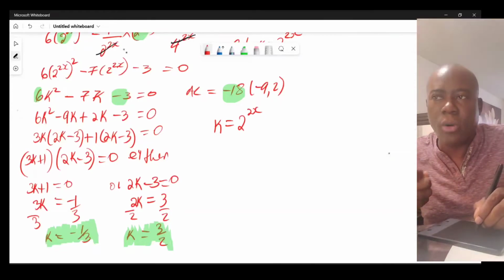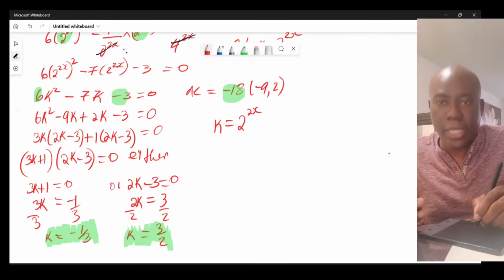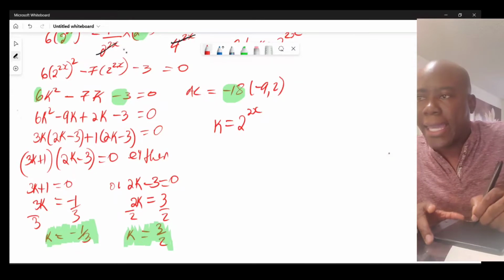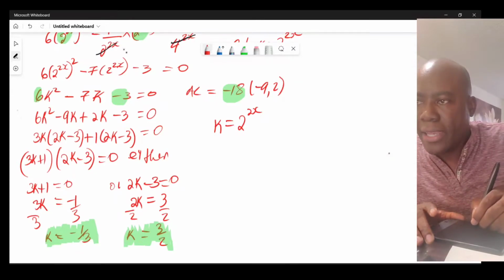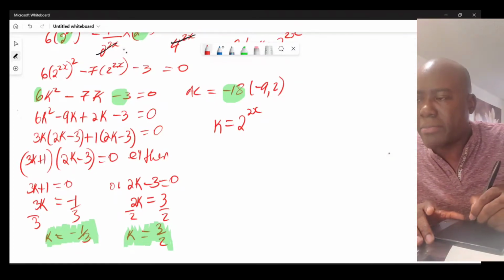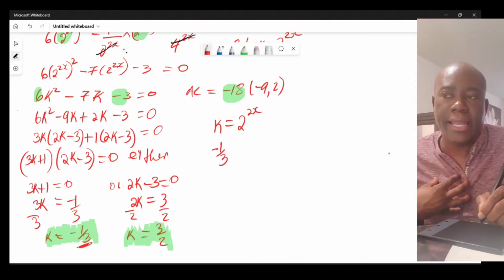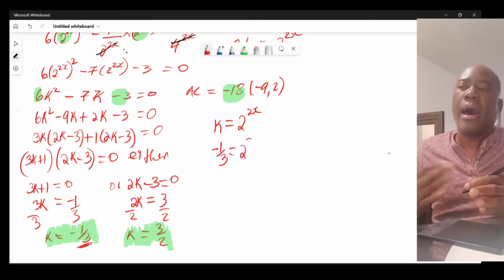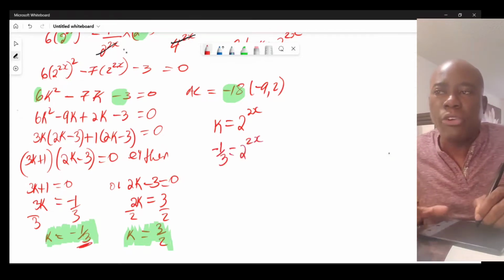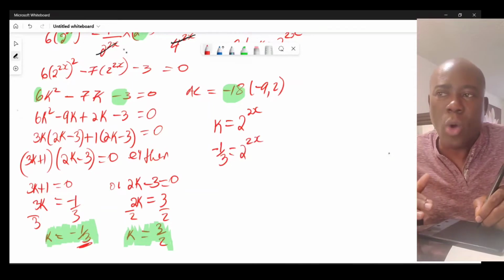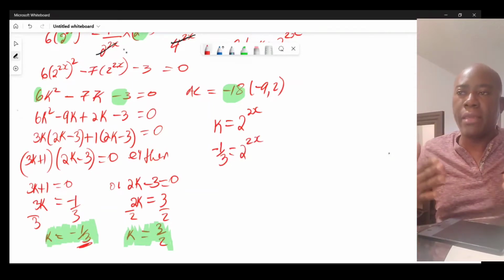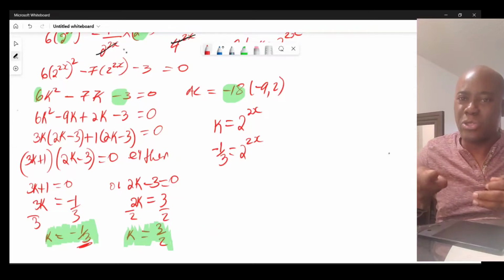If k is equal to 2 raised to the 2x, I have two cases to look at. One, I can say negative 1/3, which is my k here, is equal to 2 raised to the 2x. I'm trying to find x. Now remember, there is no power that I could raise 2 to so that it is equal to negative 1/3. So I would have to log both sides and see what goes on.